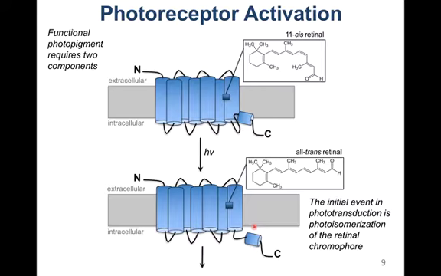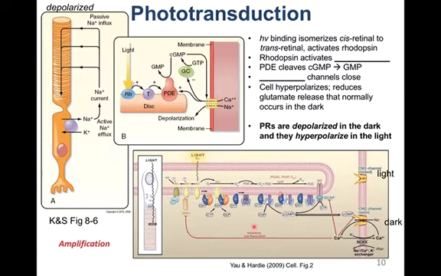Remember, anytime you open up the G protein binding site, now the G protein can bind, activate, and go off and do its thing on its specific targets, whatever those targets are. All right, so phototransduction is summarized on this slide. Hv, of course, is a photon. So photon absorption will photoisomerize cis to trans retinal, which will activate rhodopsin.